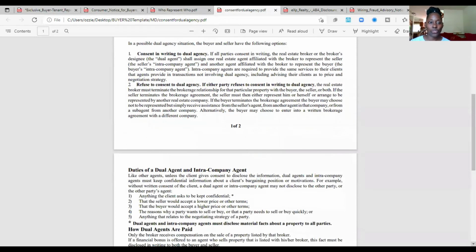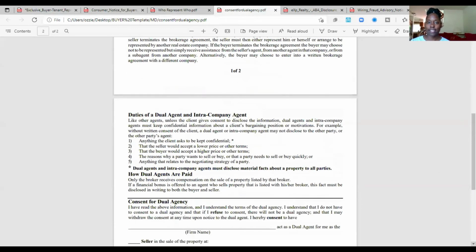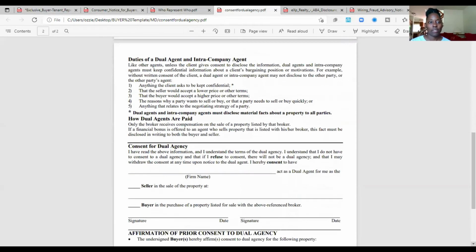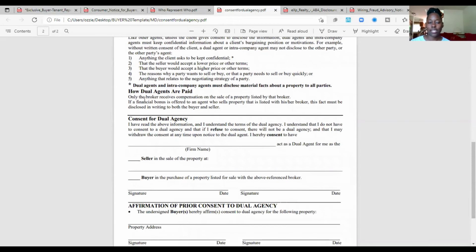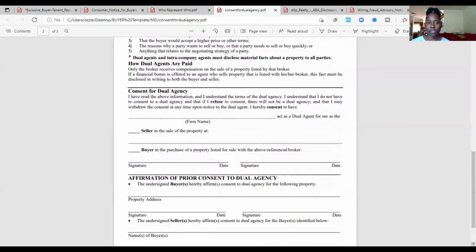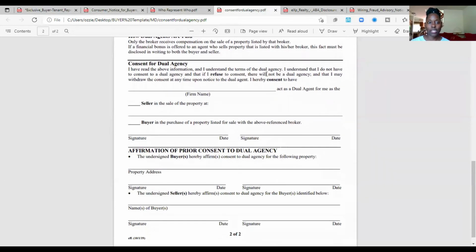Your consent, your refusal. Here are the duties of a dual agent and an intra-company agent, which is in the buyer agency agreement that we discussed in the beginning. Because it's in bold, I like to read: dual agents and intra-company agents must disclose material facts about a property to all parties. We can go over that in detail. How dual agents are paid, we can discuss here, but that paragraph discusses it. Consent to dual agency here.